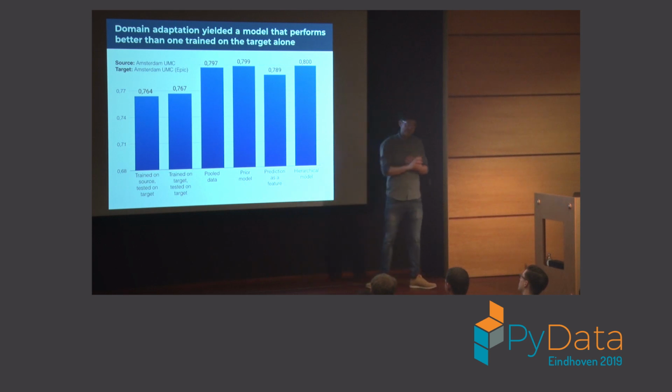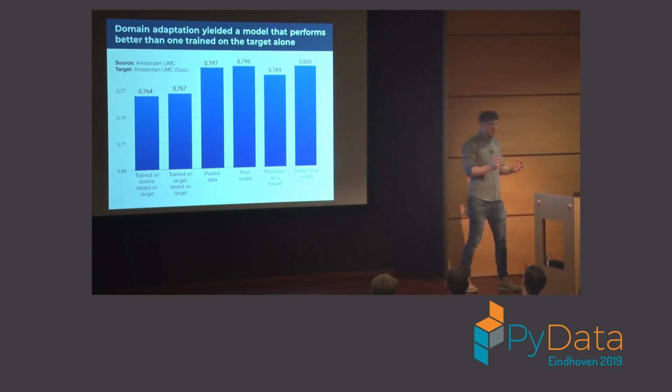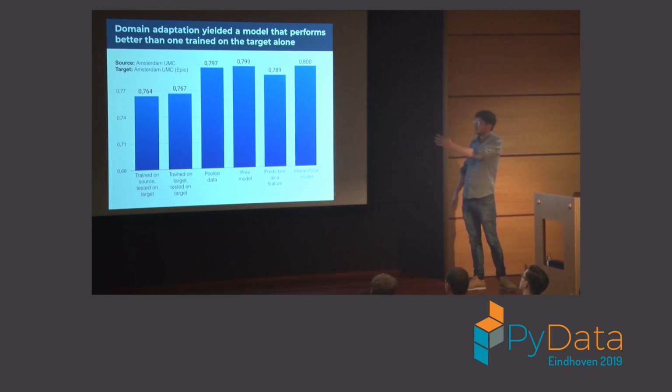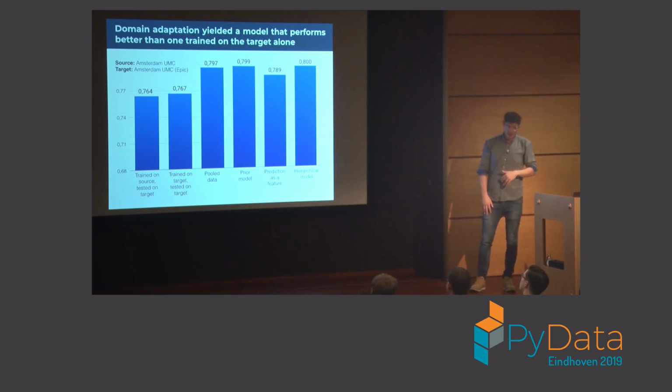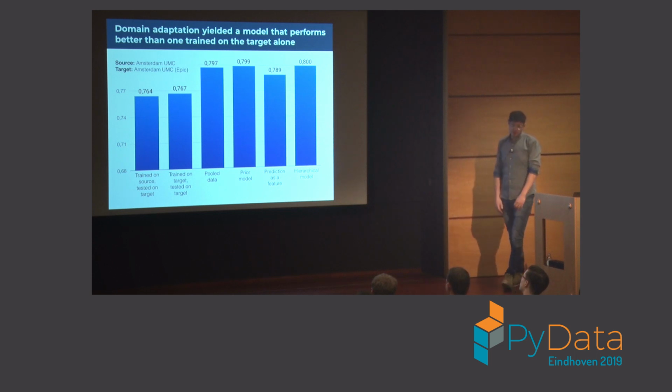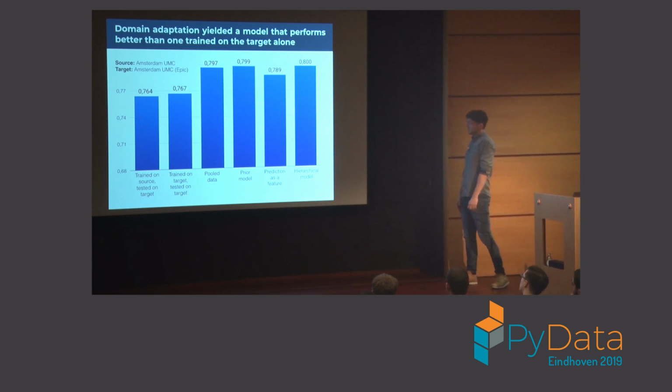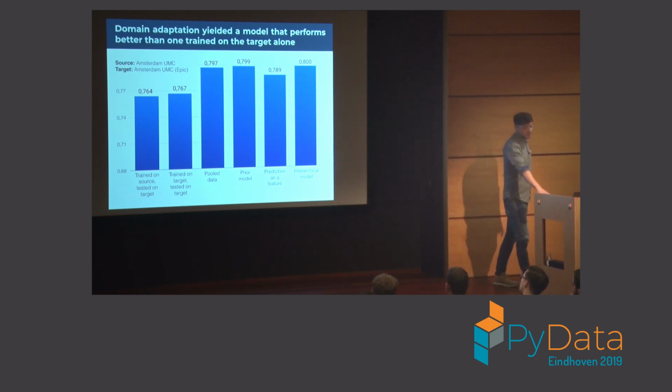If you forget everything I just told you about domain adaptation and just train a model on the target data set, then that's the second column. It doesn't get you much further, just a small improvement. But if you do implement the technique that we discussed right now, you see that you can get to very high values. It's similar to what we had at the very first slides.